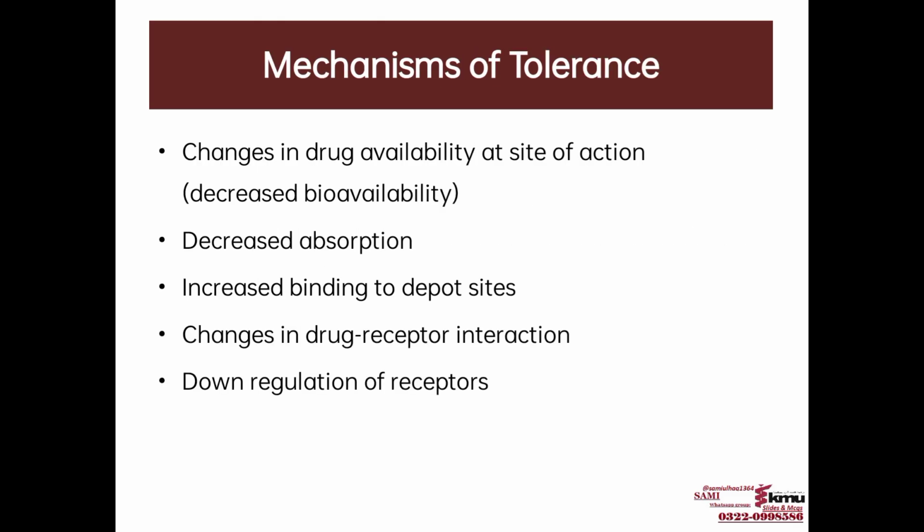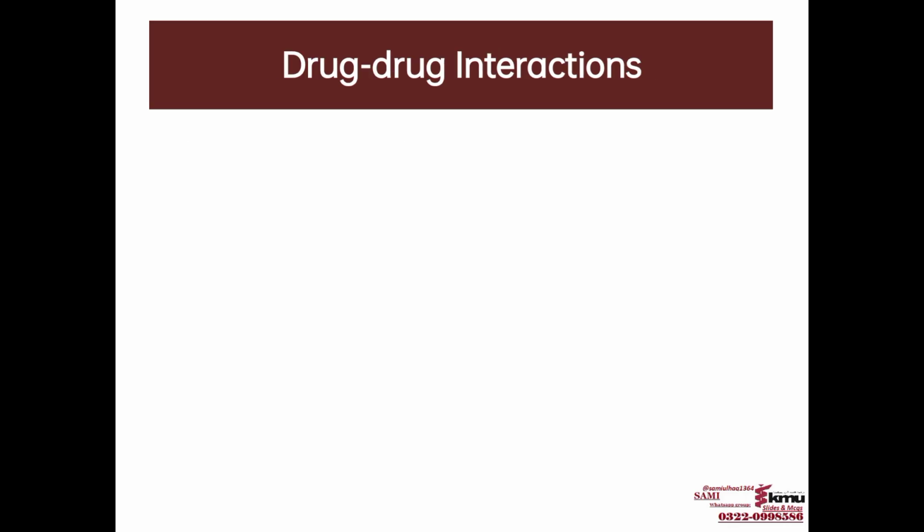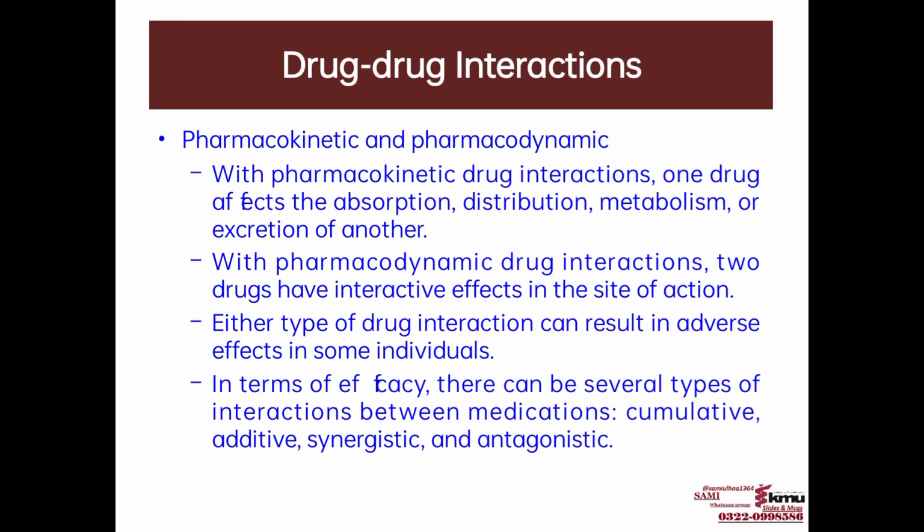Mechanism of tolerance: changes in drug availability at the site of action, decreased bioavailability, decreased absorption, increased binding to depot sites, changes in drug receptor interactions, down regulation of a receptor. Pharmacokinetic and pharmacodynamic: with pharmacokinetic drug interactions, one drug affects absorption, distribution, metabolism or excretion of another. With pharmacodynamic drug interactions, two drugs have interactive effects at the site of action. Other types of drug interactions can result in adverse effects in some individuals.